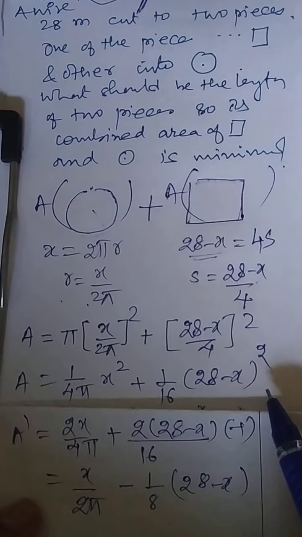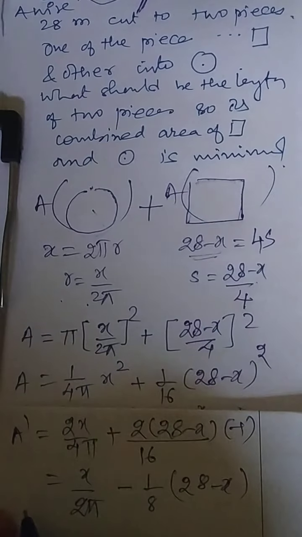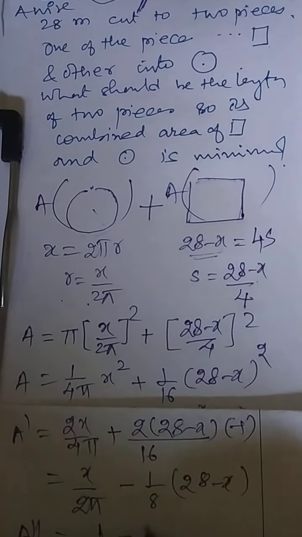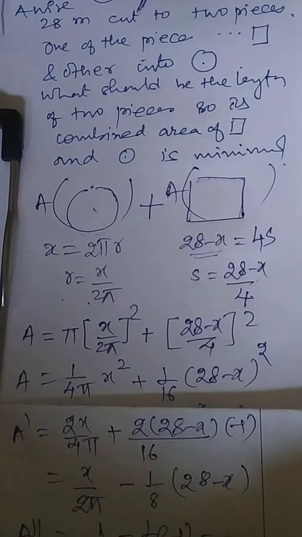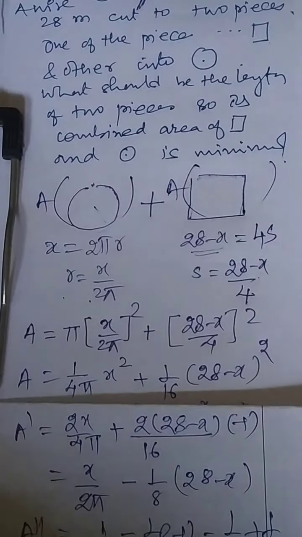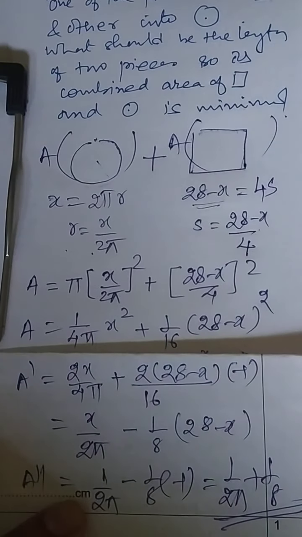So for the area function, the first-time differentiation will be like this. And suppose you ask me what the second derivative is, it will be 1 by 2 pi here, minus 1 by 8, and over here it is minus 8. So 1 by 2 pi plus 1 by 8. That means the second derivative is positive. Second derivative positive means the function has a minimum.